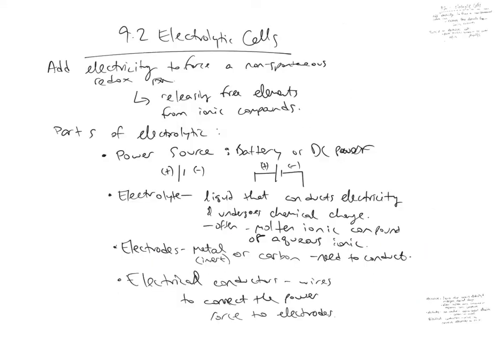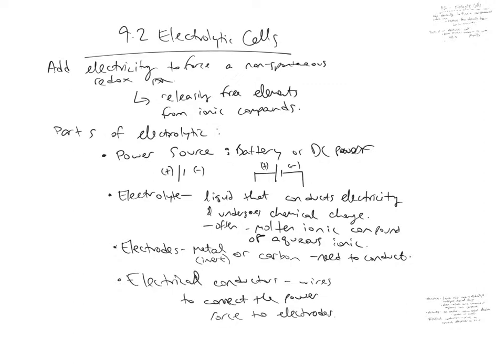Then just today, we started talking about electrolytic cells, and we talked about electrolytic cells as basically being the opposite of a voltaic cell. Here we're using a non-spontaneous redox reaction, but we're forcing it to happen by adding electricity.